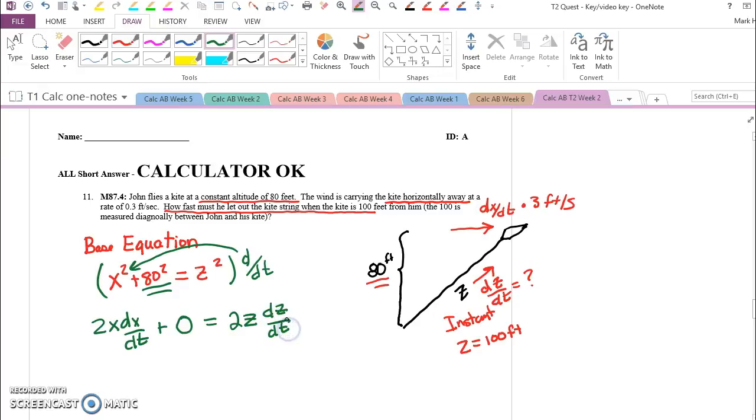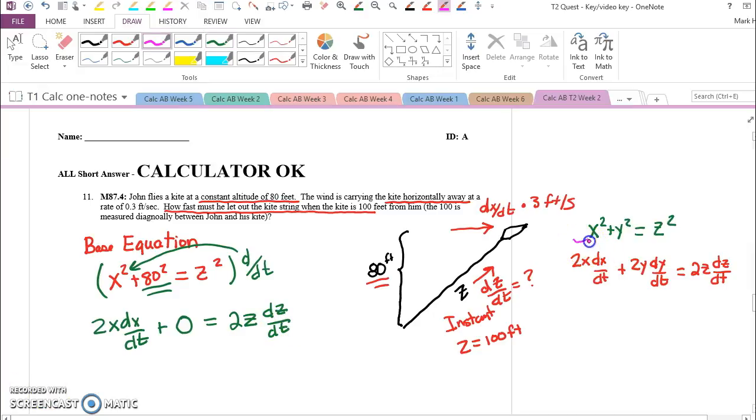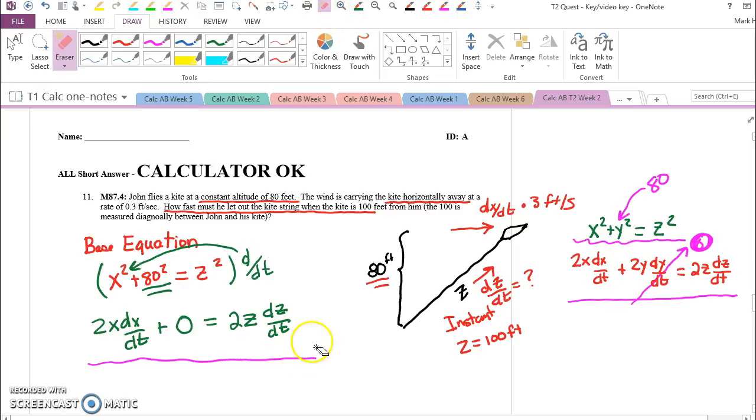Now it's common to do this problem by not plugging in 800 here, but leaving it as x squared plus y squared equals z squared. When you do, you get this equation with derivatives. And you can still get the problem correct if right here you recognize that y is not changing with time, and so this is 0. If you get that right, it doesn't matter that you forgot to put 800 in for y. Either way, you'll now end up with this equation, and you can plug in everything that you've been given.